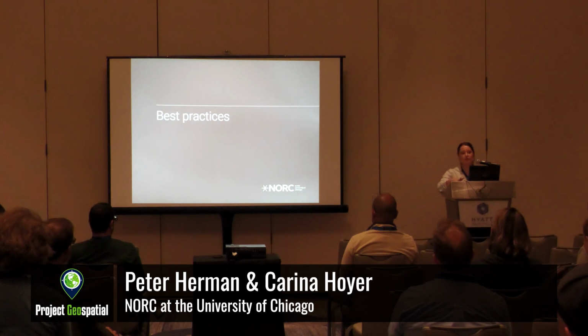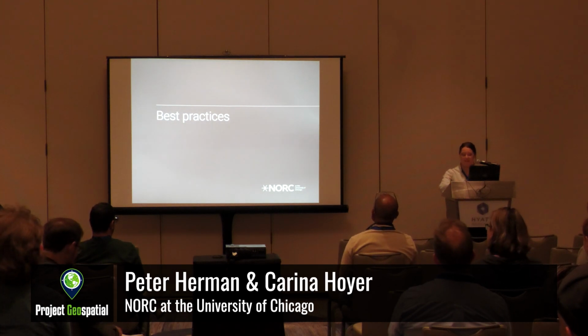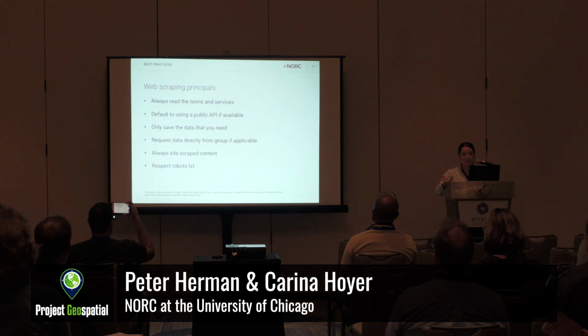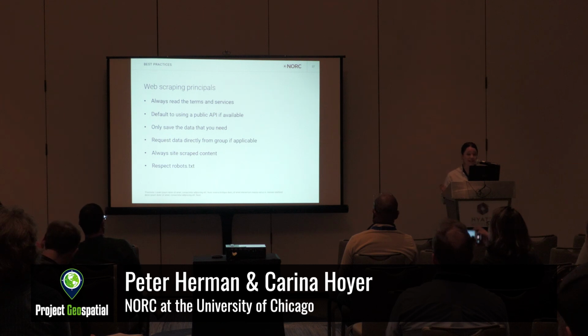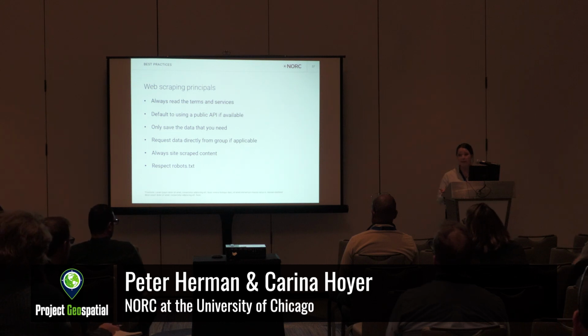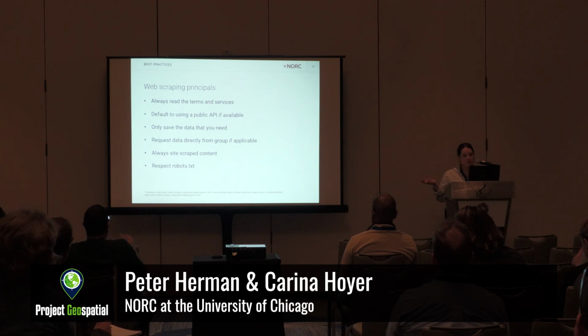We also wanted to touch on a few best practices for web scraping because it can be a slippery slope, and it's important to not be a jerk on the web. So we wanted to start with always read the terms and services. Of course, we all know that they're kind of annoying, but it is important to be ethical. Default to using a public API if it's available, and often it is easier if you have to go into multiple ways of looking through APIs. It can just be straightforward.